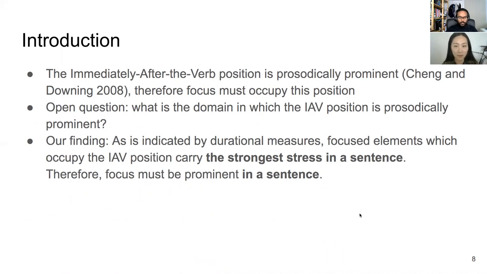This, however, leaves open a question, which is what's the domain in which the IAV position is prosodically prominent? In this talk, we'll present our finding, which is, as is indicated by durational measures, focused elements which occupy the immediately after the verb position carry the strongest stress in a sentence. Therefore, focus must be prominent in a sentence.